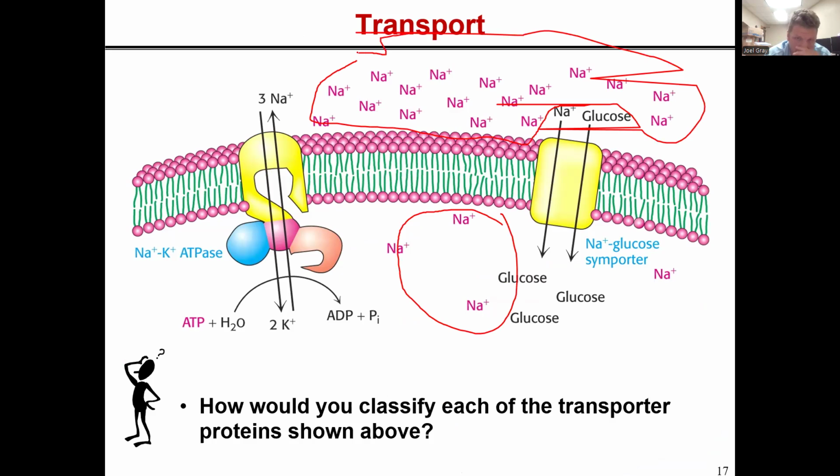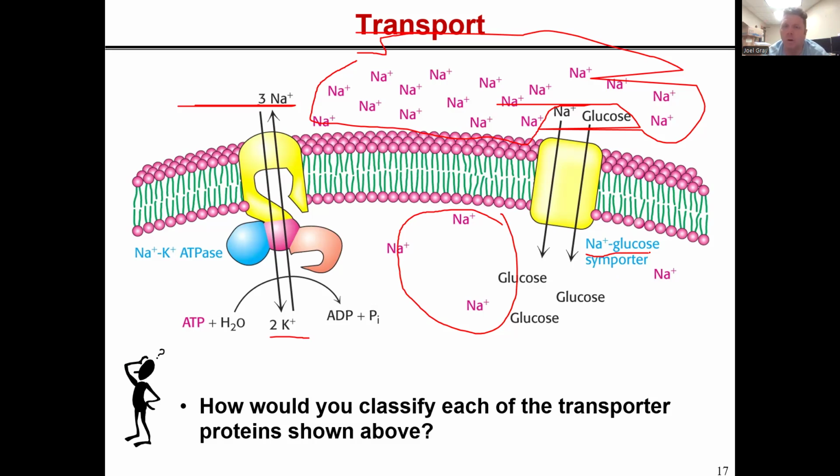Now that sodium is being transported to this area where there are a lot of sodium ions, this type of protein would be considered an antiport on the left-hand side, because sodium is going in one direction and potassium is going in the opposite direction. Then we have our sodium glucose symporter. This is pumping two substances in the same direction. Moving one in a favorable direction, because the sodium is going in a favorable direction. The glucose is in a slightly less favorable direction.